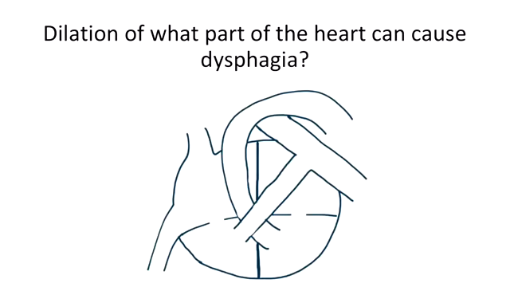Dilation of what part of the heart can cause dysphagia? Remember, dysphagia just means difficulty swallowing. So again, we have the heart here with the right atrium, right ventricle, left atrium, and left ventricle. Recall that the esophagus sits just posterior to the left atrium. Draw it in right here. So if a patient had a dilated left atrium, just draw in little dotted lines to represent that, we could see that it could compress the esophagus, resulting in dysphagia.